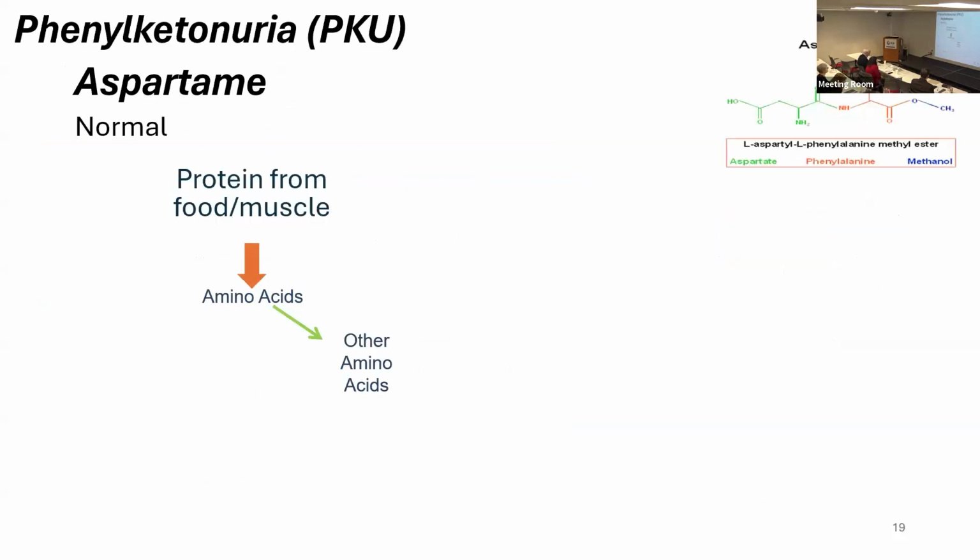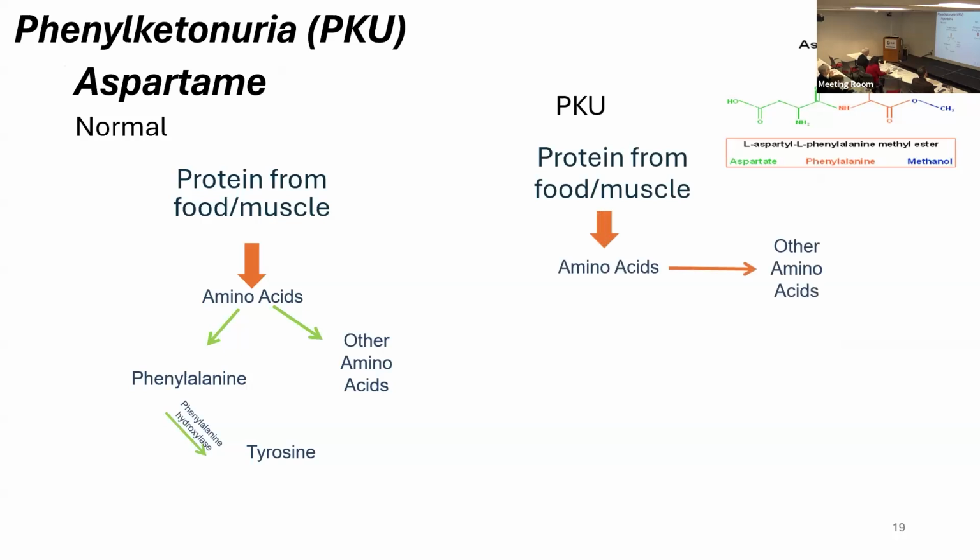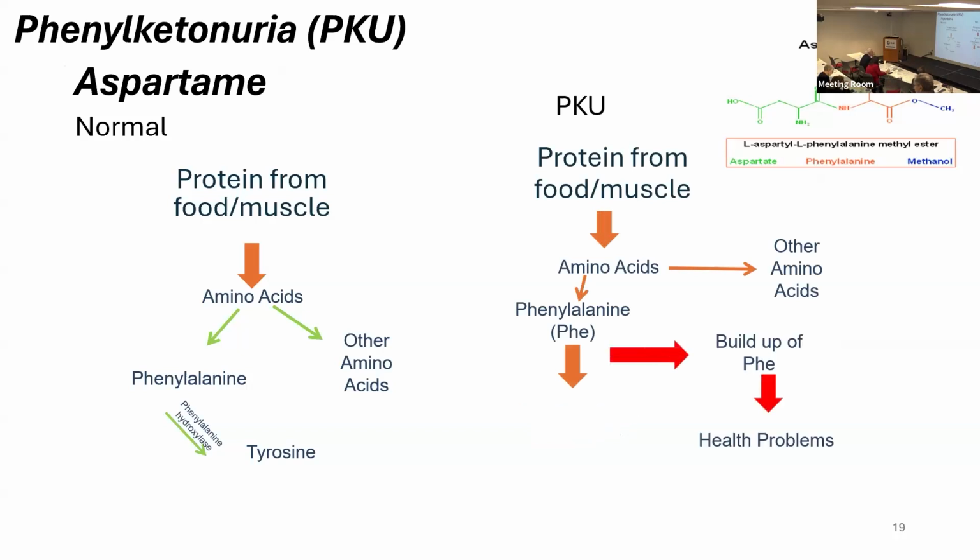The other one is PKU. About 1 in 10,000 babies born in the US are PKU. So that means that they have a problem with aspartame, and it's the phenylalanine that's the issue. Under normal circumstances, it's broken down into tyrosine, and then that's used in typical amino acid or protein rebuilding. In the case of PKU patients, they simply don't have that enzyme, and they're not able to break it down. And so they get a buildup of phenylalanine, and you have the health problems that occur as a result of that.